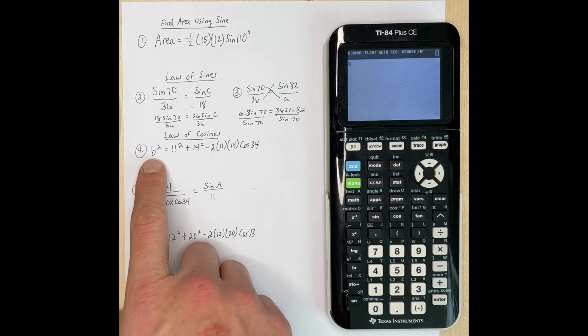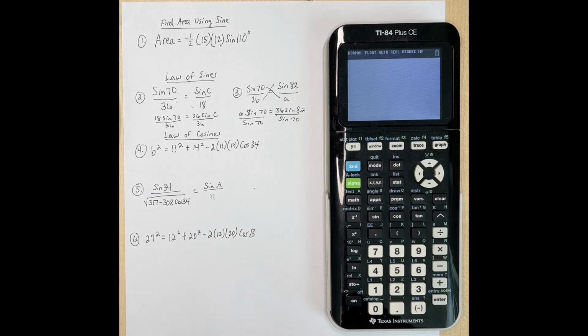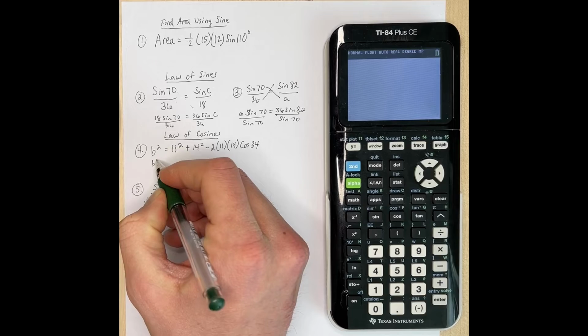The first one here, we have b squared equals 11 squared plus 14 squared minus 2 times 11 times 14 times the cosine of 34. So what I would do first is square, so I'm going to leave this as b squared.